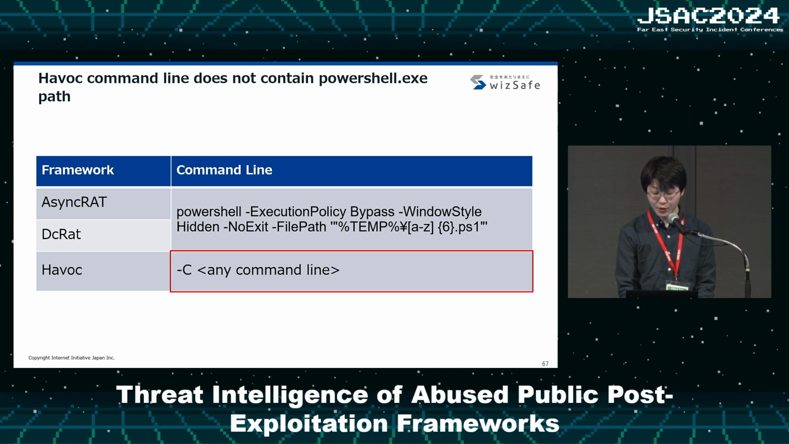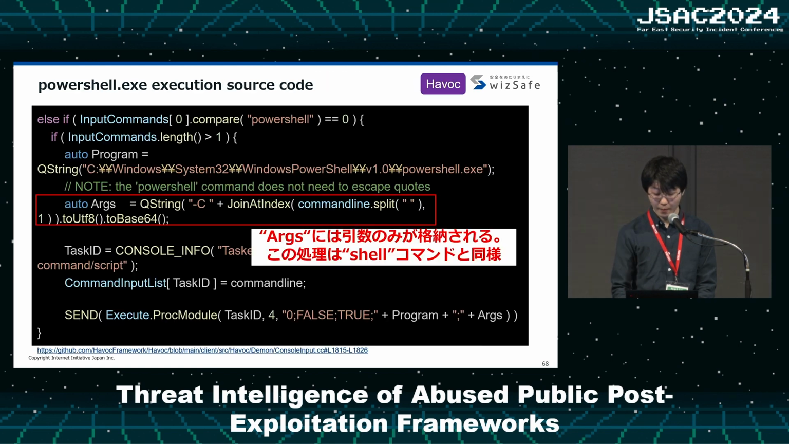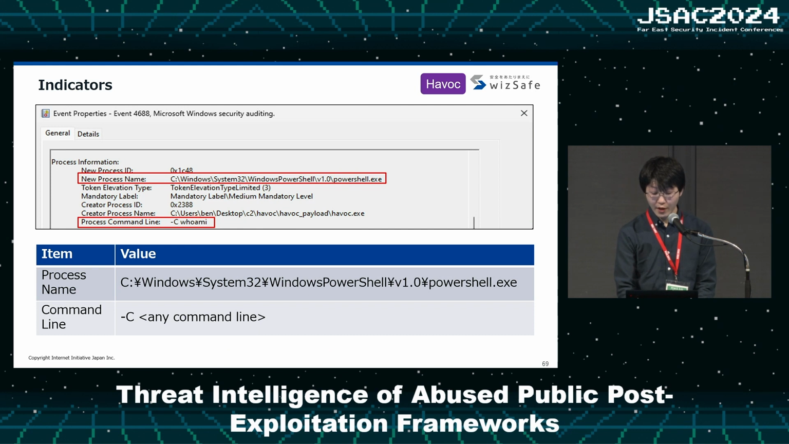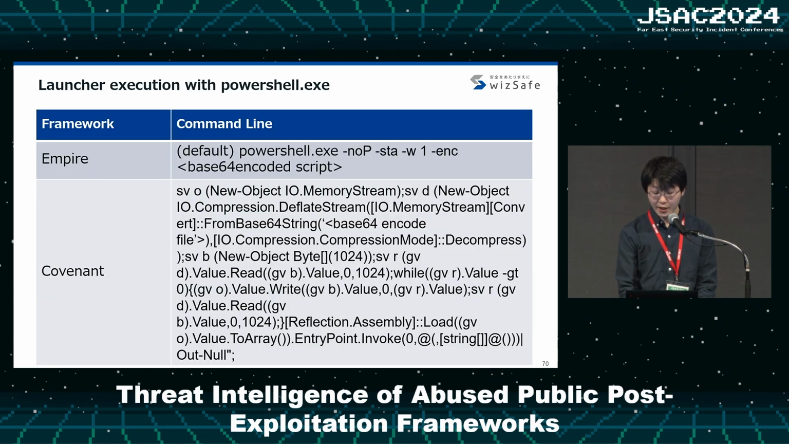As with the Windows command shell, it starts with the option -c. When we look at the source code, only the argument is recorded. So in the event log, the string that starts from the -c option is recorded. This command execution with the option is the characteristic of Havoc.